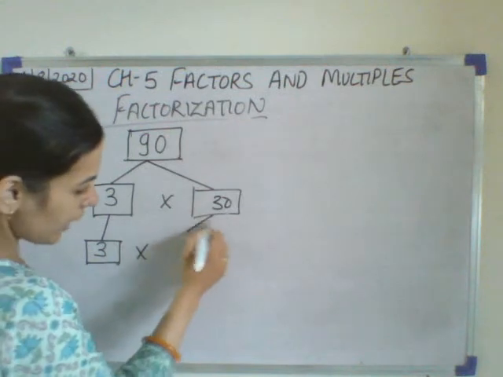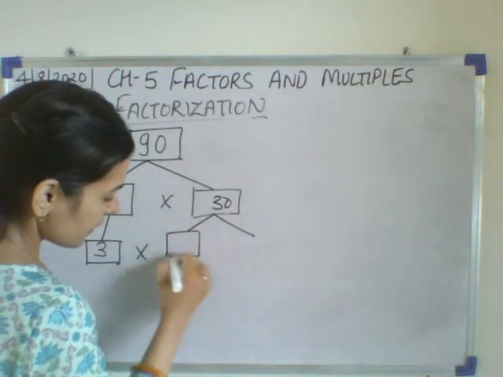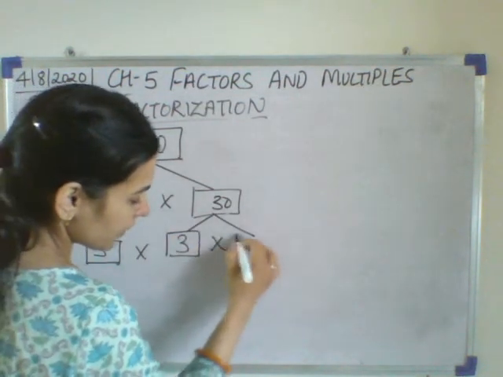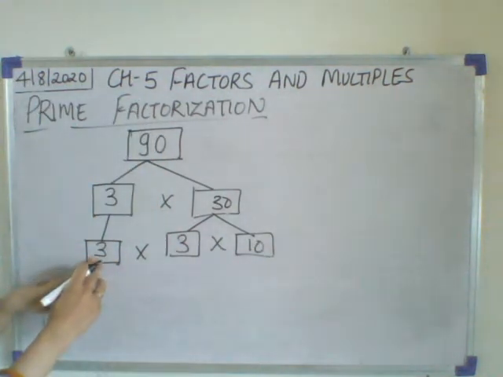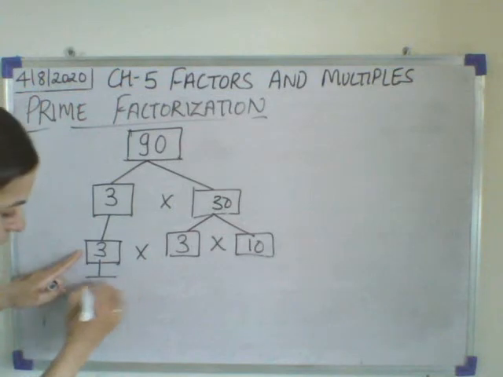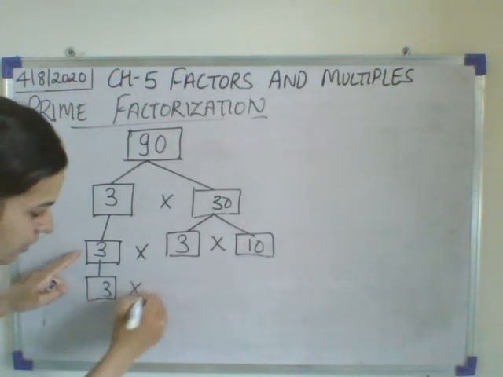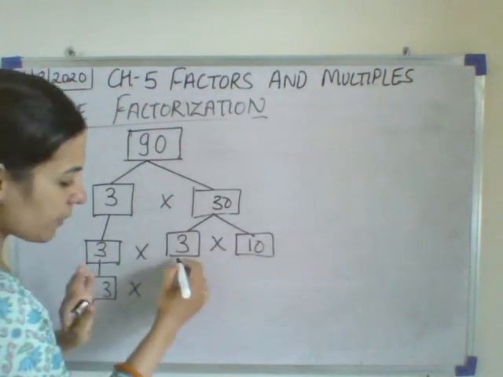So 30 I could write as 3 multiplied by 10 is 30. Here the prime number came. 3 is the prime number, so I am writing it as it is. You have to do it until the prime number comes.